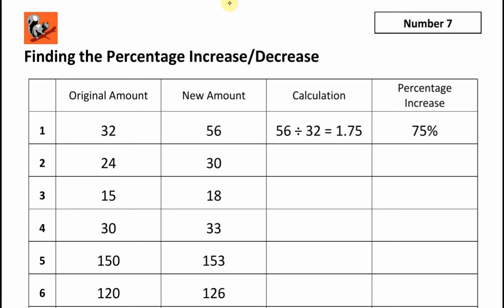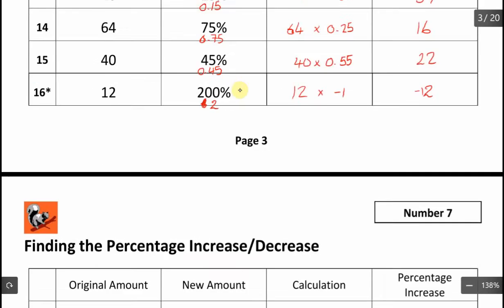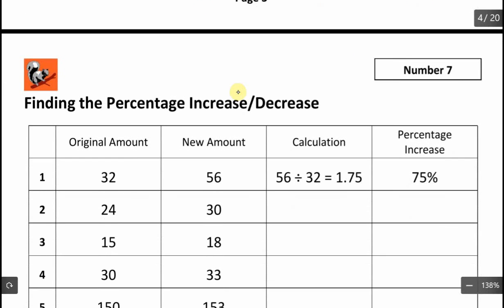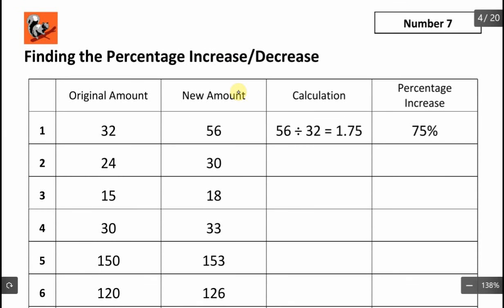Hi guys, welcome back. I'm going to be showing you how to find what the percentage increase or decrease was using multipliers on this page. There is another method for this which we cover in the next page, but this follows on from page 3 where we've just been looking at how to increase or decrease using a multiplier. So let's start with the example here.